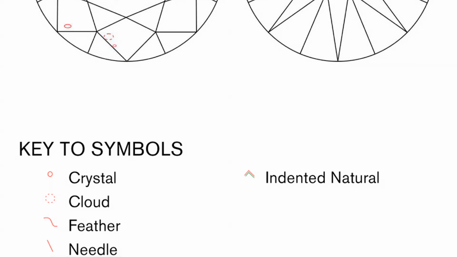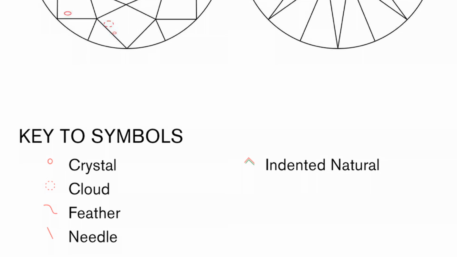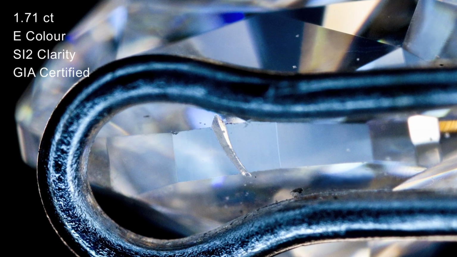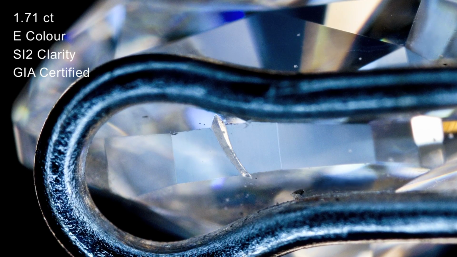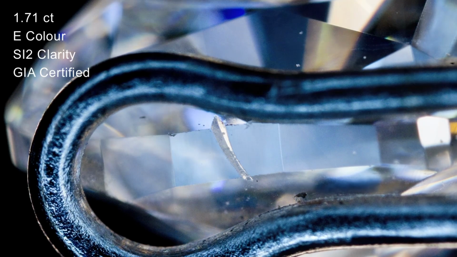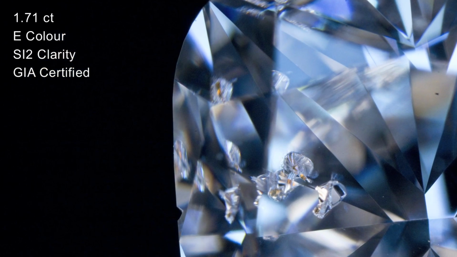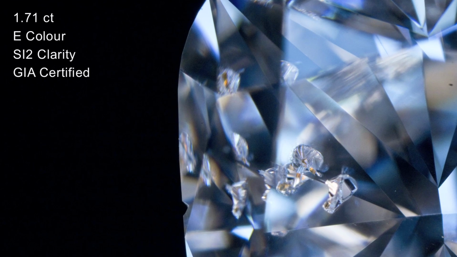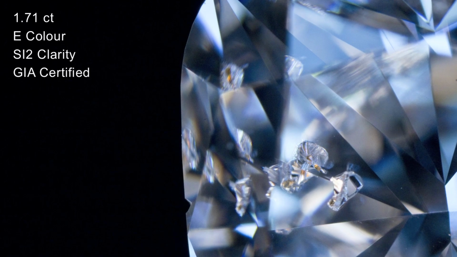The final type of inclusion in this stone is called an indented natural. And this is where part of the skin of the rough diamond is left on the surface of the polished stone, and that then intrudes into the diamond. Now, though strictly speaking it's not an inclusion in the regular sense, it is counted as one, as it does sort of break the natural surface of the stone.